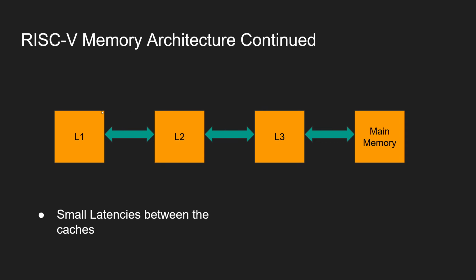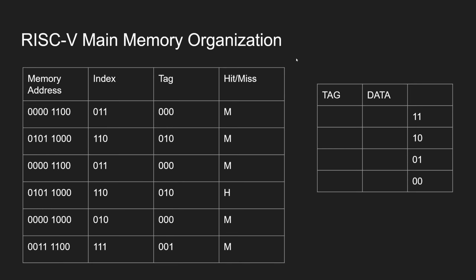As you can see, we have L1, L2, L3, and then main memory. These are all caches, and then this is the main memory. There are going to be small latencies, like nanoseconds. So it's going to be like 10 nanoseconds here, 100 nanoseconds here, and then like 10,000 here. These are all arbitrary values that I randomly made up, just for testing. And this is how the data is going to be organized. It's also organized the same way in my Python code.